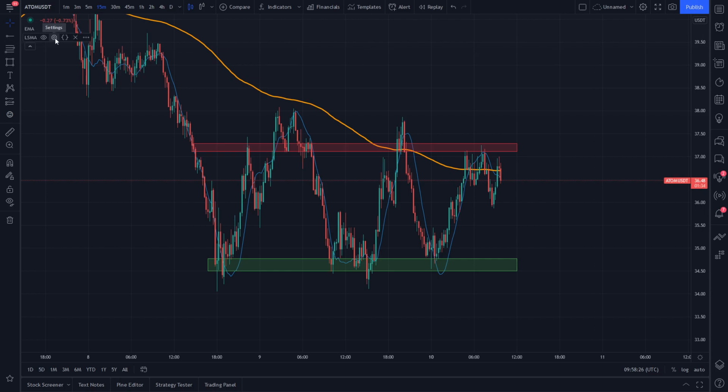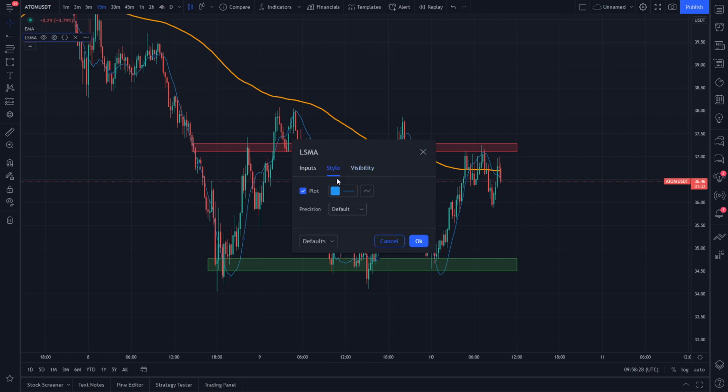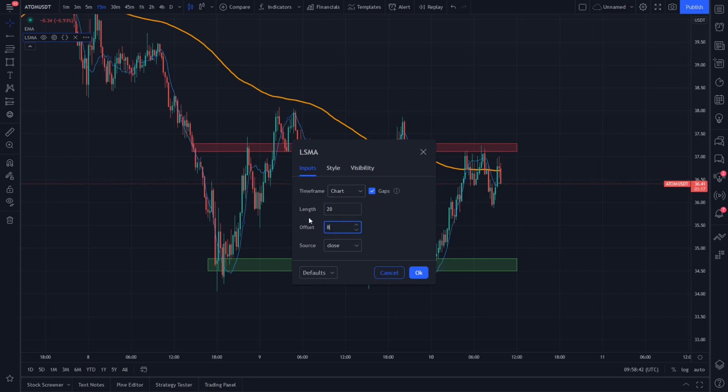You click on settings. The length should be between 20 to 25 for this strategy to work. So I mostly prefer 20. Sometimes I switch it here and there accordingly. The offset should be 8.